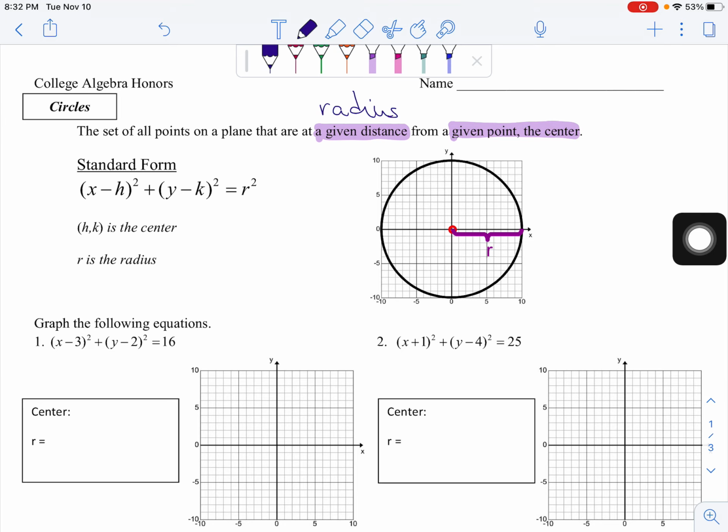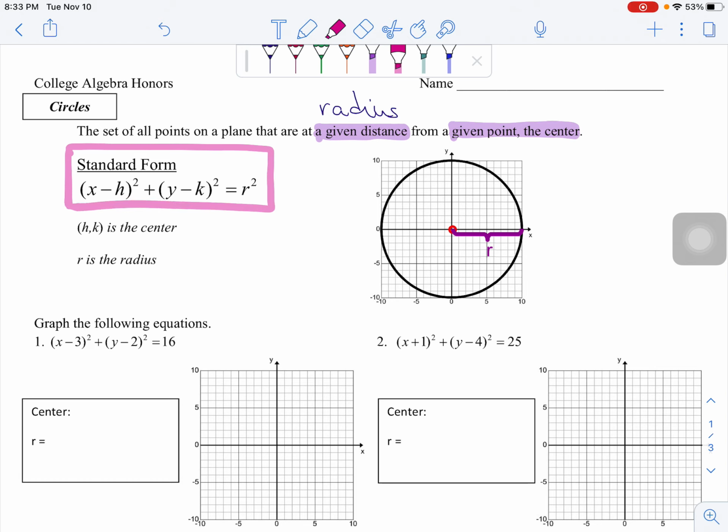Now, circles have a couple of different ways to write the equation. My favorite way is what's called standard form. Standard form is (x - h)² + (y - k)² = r². Things to know about this: the h value that is attached to x is the x value of the center. The k value that is attached to y is the y value of the center.